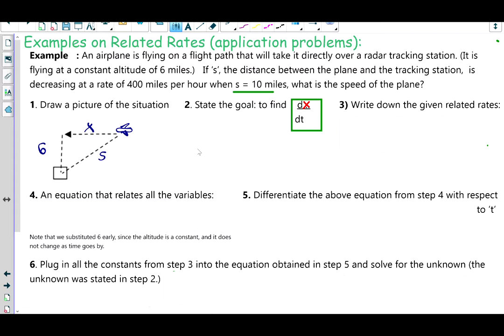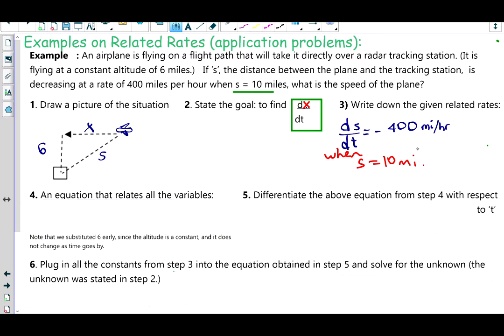And write down the given related rate. What's given here is that s is decreasing at a rate of 400 miles per hour. They gave us the rate at which s is changing, that's ds/dt, and because it's decreasing, it'll be negative 400 miles per hour. And so we want to find dx/dt. ds/dt is given at the moment when s equals 10 miles.